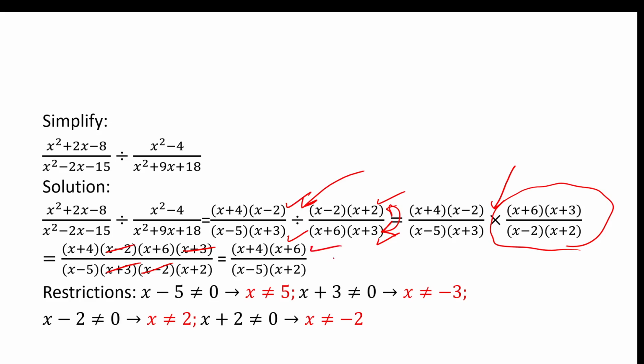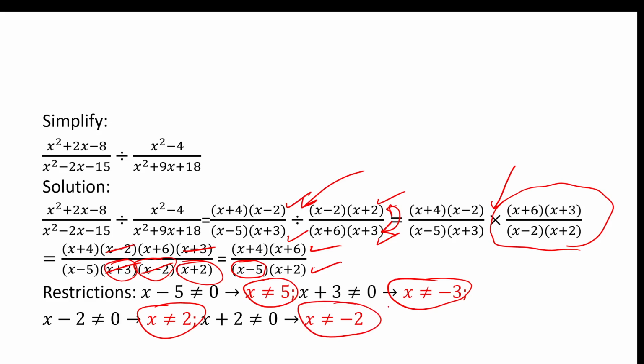Meaning we end up with a numerator of x plus 4 times x plus 6, a denominator of x minus 5 times x plus 2. Restrictions emanating from x minus 5, meaning x can't equal 5, from x plus 3, meaning x can't equal negative 3, from x minus 2, meaning x can't equal positive 2, and from x plus 2, meaning x can't equal negative 2.